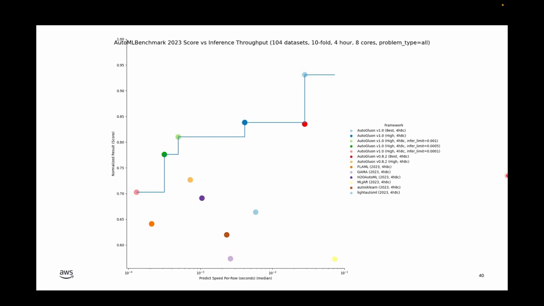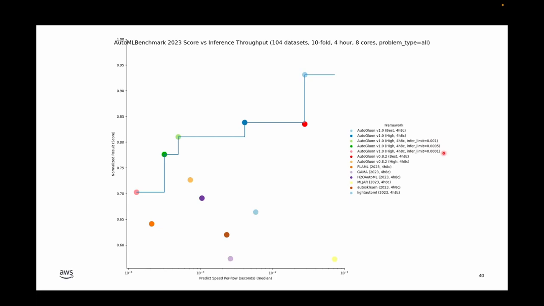And this is something you can do with AutoGluon. With the best quality presets, it's all about the quality. But there are also high quality presets, which are optimized for the inference time, and you can specify different inference time limits. Here we can say 1/1000th of a second per row of data, or 0.005 per row of data, or even more aggressive. And AutoGluon actually respects these constraints.